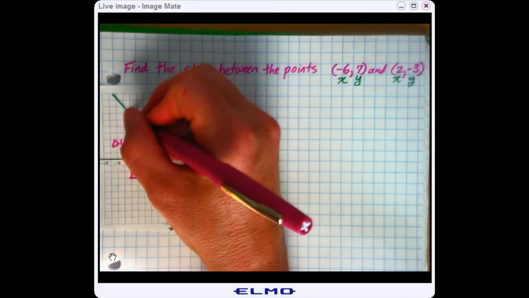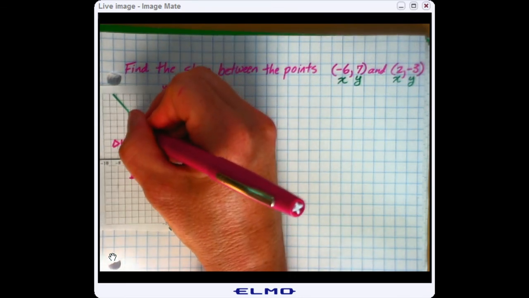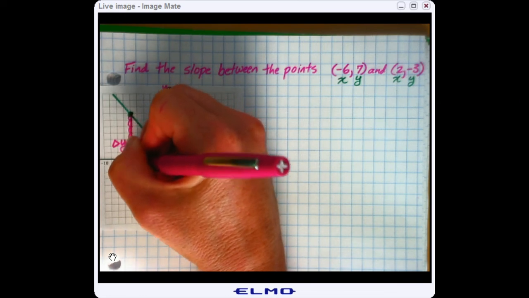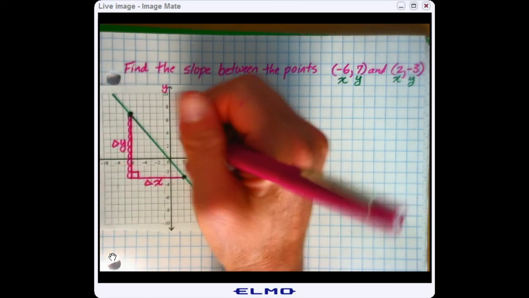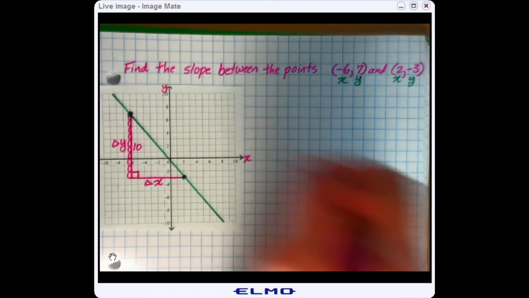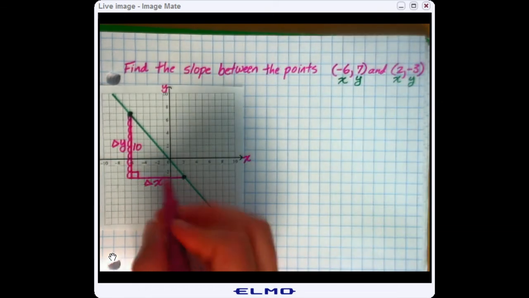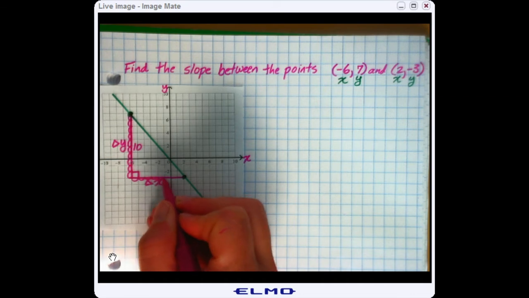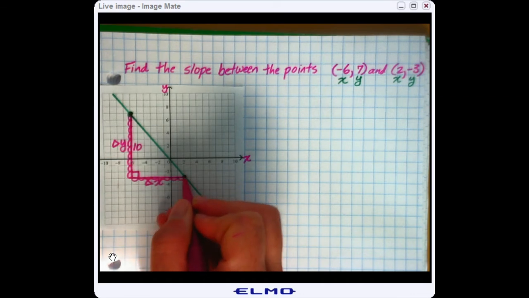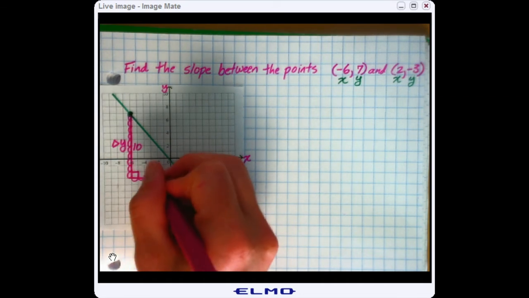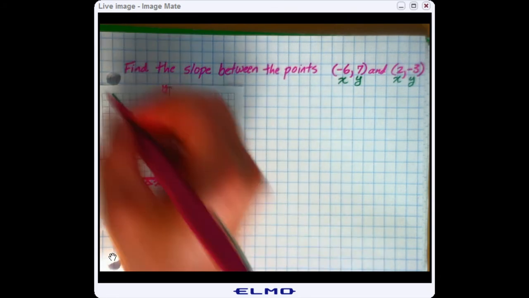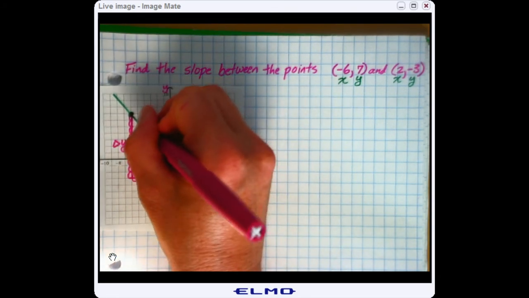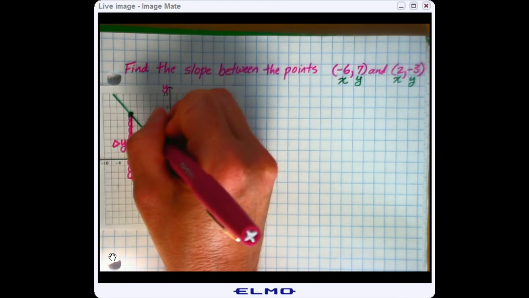So if I count these, I see it's 1, 2, 3, 4, 5, 6, 7, 8, 9, 10. I see I have a change in 10. And then here, if I come across, it's 1, 2, 3, 4, 5, 6, 7, 8. I see I have a change of 8. And then I look at my line. I see my line is going down. So I know I have a negative slope.